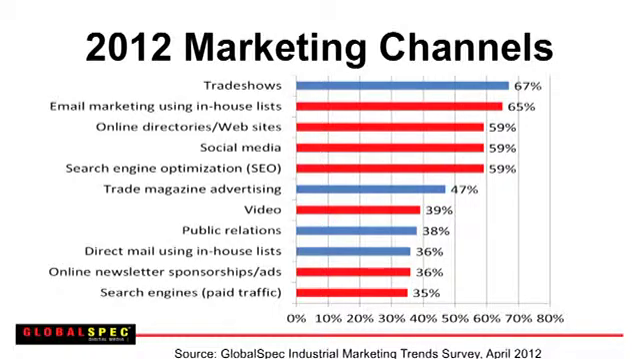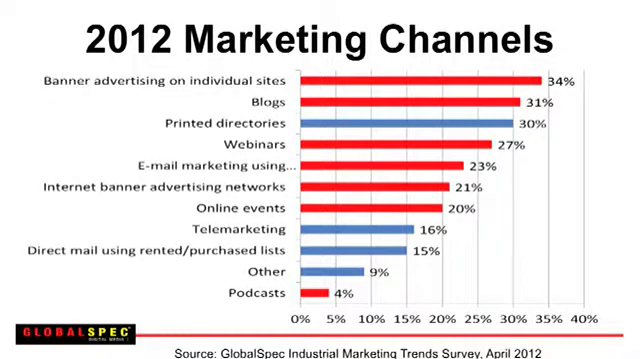And rounding out the top 5 are SEO and social media. For a relatively new marketing channel, social media is high on the list, showing that industrial marketers are really embracing this marketing channel. And here's a look at the channels that comprise the bottom half of the list of marketing tactics in use for 2012. The bottom 10 channels include both traditional media, such as printed directories, telemarketing, direct mail using rented lists, as well as digital channels, including blogs and podcasts.